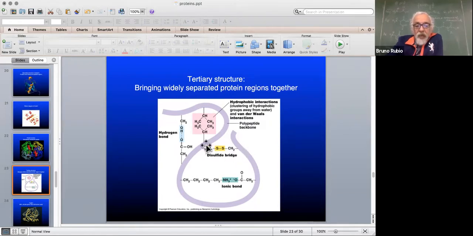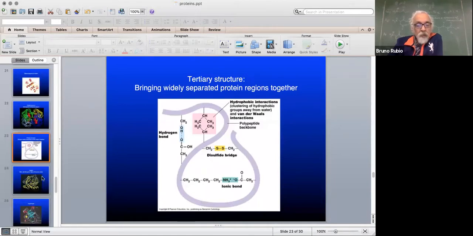And so what is happening here is that in the primary structure we had a cysteine. Remember, the cysteine side group is CH2SH, and it did a reaction with another cysteine residue, and these could be separated by dozens, hundreds, or even thousands of amino acid residues. But when these two hook up, it brings regions that are far away from each other close together. And so this is very, very important in the biochemistry of a protein.